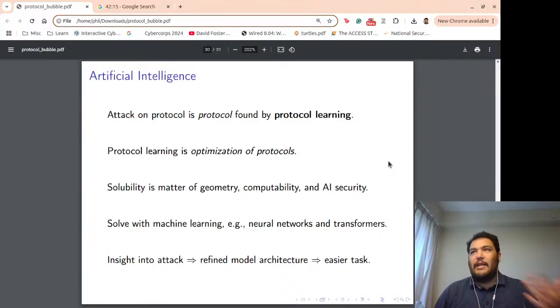And so when you have an insight about what kinds of attacks can work, then you let yourself search a smaller space, because you need to learn less function, like less outputs or less inputs are relevant. This lets you refine the model architecture from the most naive one to the tightest one that you think is actually going to work. And this makes the task of learning easier, and it makes this problem easier to solve.